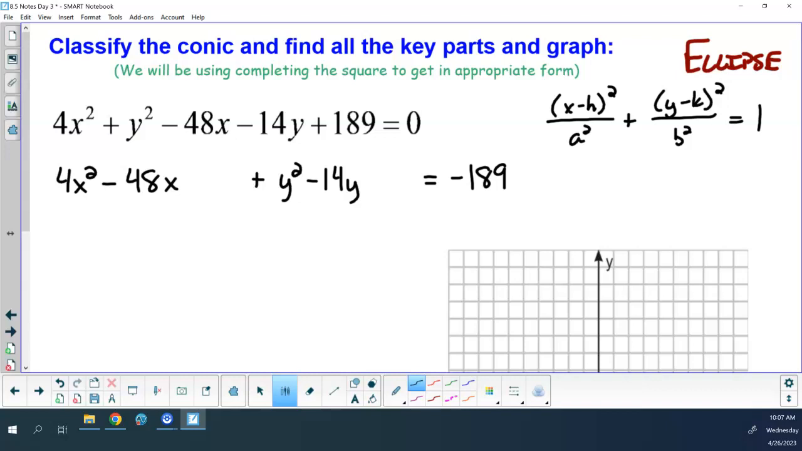Now, I'm going to run two completing the squares. I'm going to run a completing the square on the x's, and I'm going to run a completing the square on the y's. Okay? So in order to run a completing the square on the x's, I first need to factor out a 4.